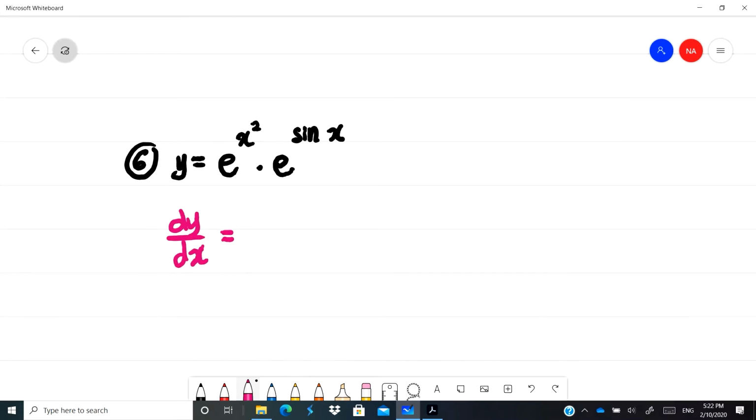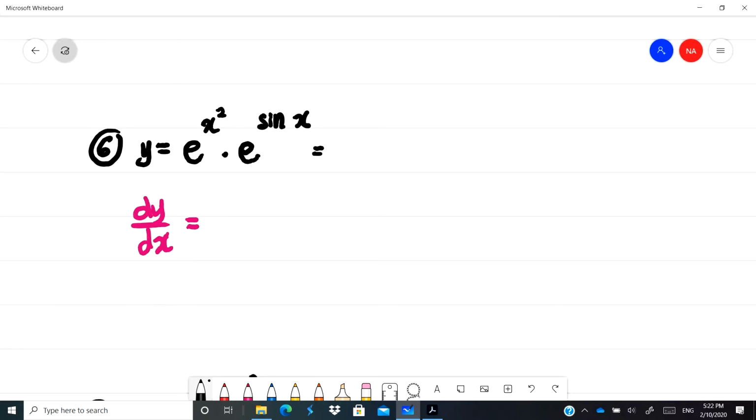So bear in mind that if you have 2 terms here, this is considered as u and this is considered as v, so you have to use the product rule. But in this case, you can still modify it to be simplified as e to the power of... since the base is the same, which is exponential, you can add together the power. So x squared, the index, x squared plus sine x.